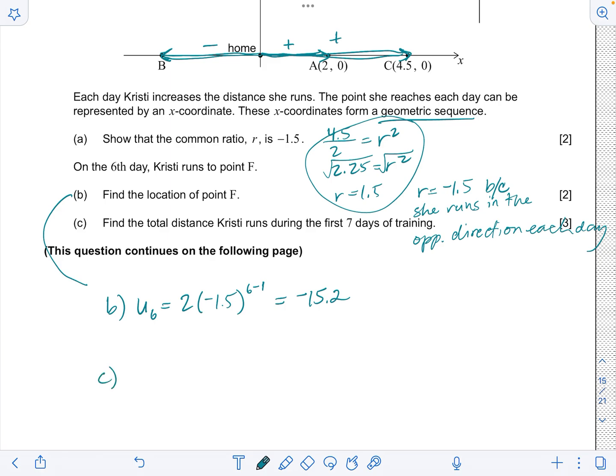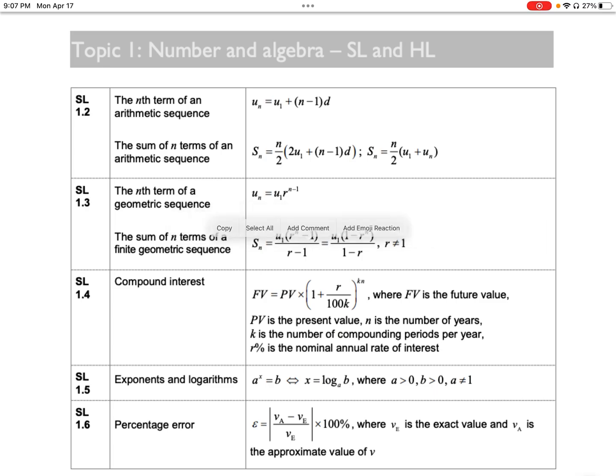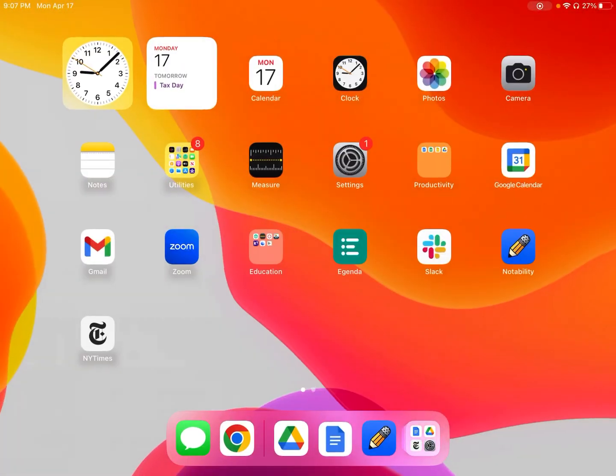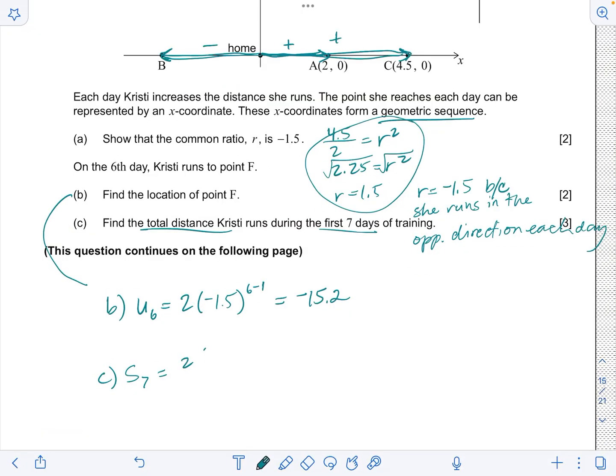And finally, part C wants the total distance that she ran during the first 7 days of training, which once we just want to add up all those different distances, or we want S7, the sum. And once again, use that formula booklet, and we get the sum in a geometric sequence by multiplying the first term times 1 minus r to the n over 1 minus r. So the first term, or 2, times 1 minus r to the n, which is negative 1.5, to the 7th, over 1 minus r, or 1 minus negative 1.5. And when you carefully type all that into your calculator, you get 64.3 kilometers.